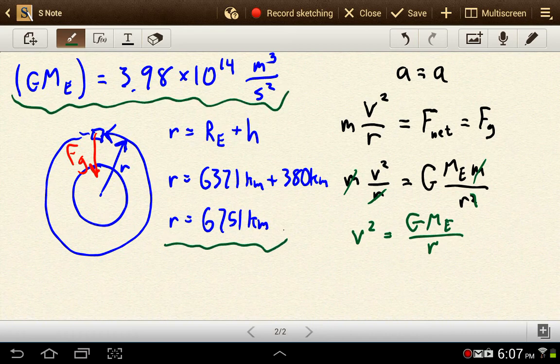Be careful of your units. Remember, r is in kilometers, and GM_E is in meters cubed per second squared. Take the quotient of the two and square root it. And my recollection, I hope I'm right about this, is that the speed of the station is 7,680 meters per second, rounded off to the nearest 10 meters per second.